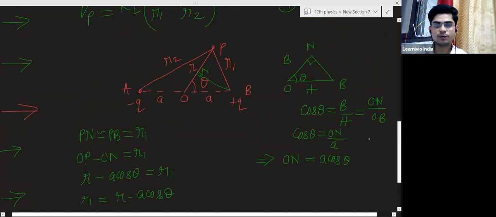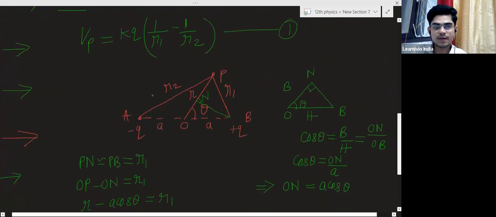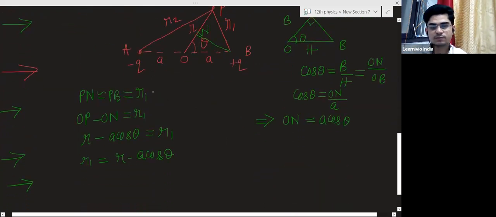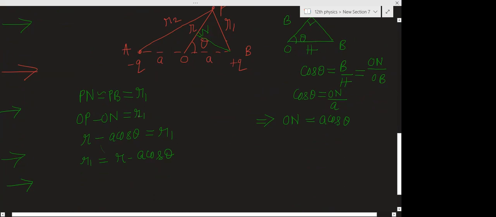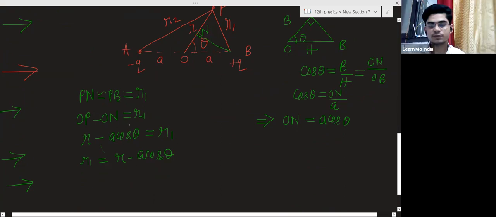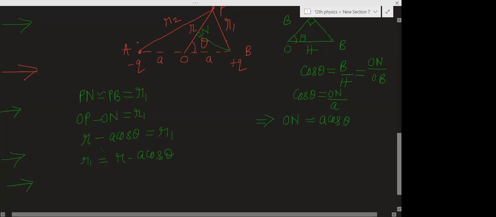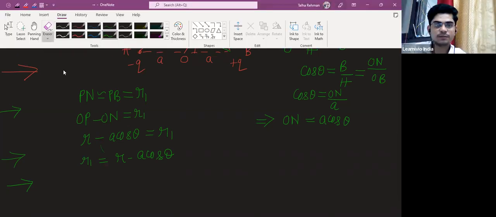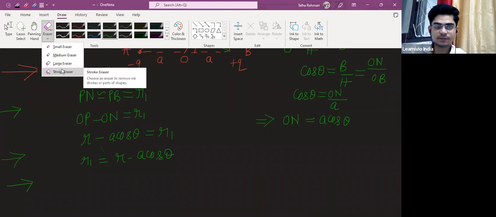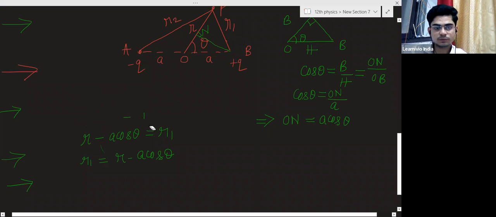For R2, have you noted this down? Should I erase this? Have you understood? Yes, sir. Any problem with this? Okay, fine. If you have any problem, please tell me. I am erasing this because we will use this result. In physics, understanding is important.